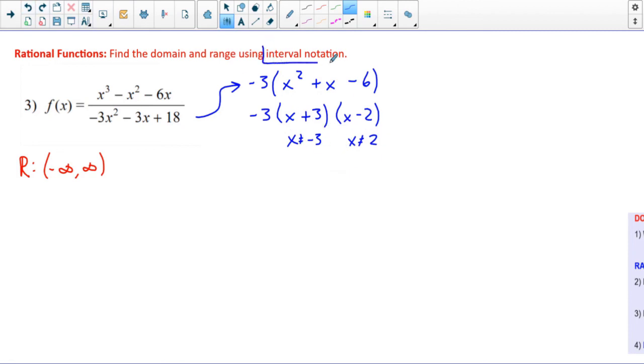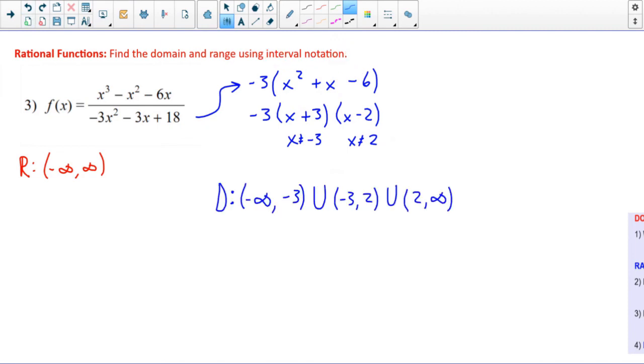Again, I just have to write this using interval notation. This is working because I can't have negative 3 and I can't have 2, but everything in between that is fine. So I just can't have a number that's going to make this equal 0, because if we divide by 0, it just gives us an error.